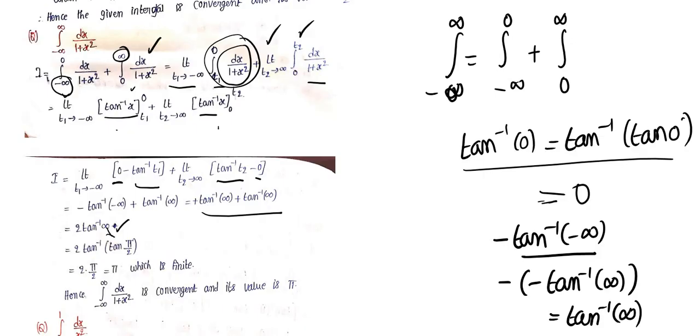But we know that infinity can be written as tan pi by 2. That means tan pi by 2 is infinity. That's why I am replacing infinity with tan pi by 2. The simplification of this term is pi by 2. So cancel 2 and 2. Then I am getting pi. Pi is also finite and unique. Therefore, the given integration is convergent and its value is pi.